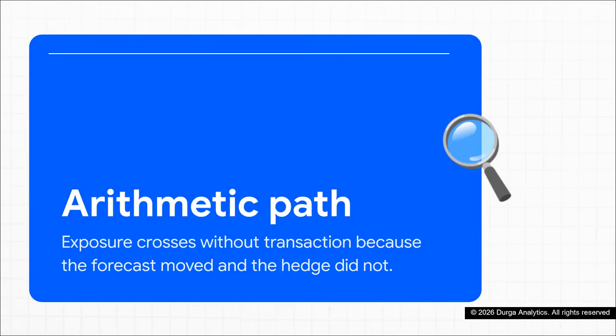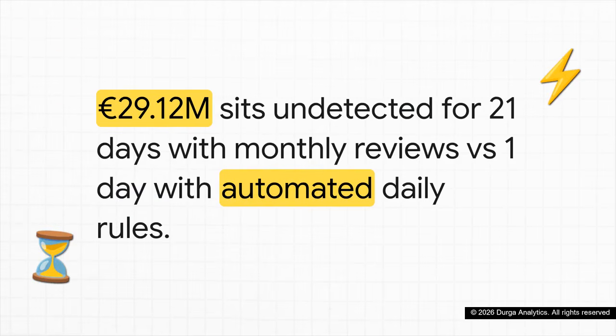Well, we call this the arithmetic path, and honestly, it is a massive hidden danger. It's the route by which exposure shifts simply because the underlying emissions forecast changed while your static hedge sat there entirely idle. The forecast moved, the hedge didn't, and suddenly millions of euros in exposure have silently crossed between your compliance and speculative books. No trade approval rule will ever catch this because, well, no trade happened. This completely illustrates why latency is just as critical as coverage.